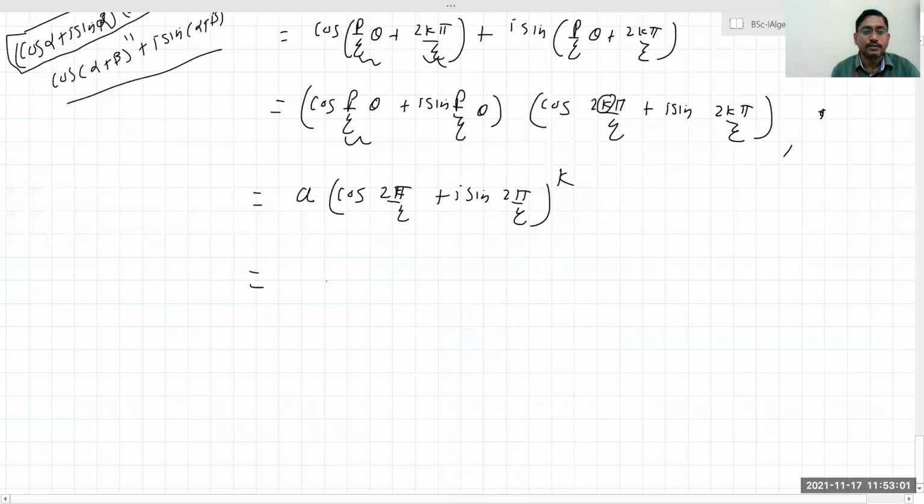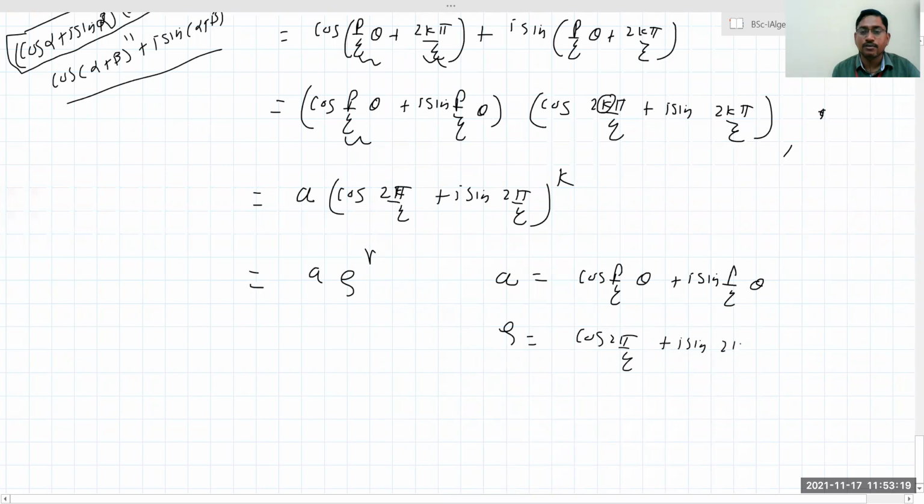So this is rho raised to k. I will just put a equal to cos of p upon q theta plus i sin p upon q theta, a slightly simplified form, and rho is cos of 2 pi upon q plus i sin 2 pi by q. This is the rho. So these are the values of what expression? Cos theta plus i sin theta raised to p upon q. So I have to write all those values here now.